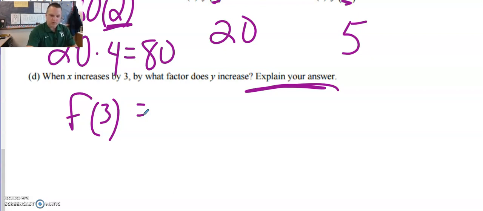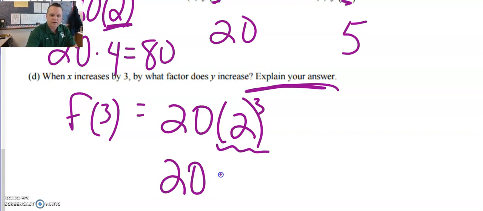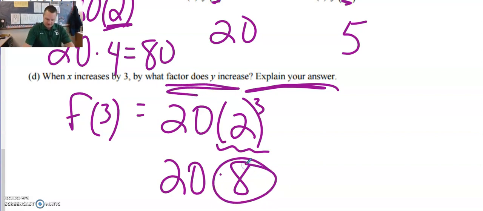So we have our equation, 20 times 2 to the third power. Order of operations, you would do this first. So 20 times 2 to the third power, which is 8, so 20 times 8. So what factor does y increase by? By a factor of 8.